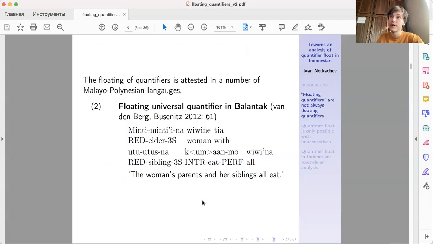The floating of quantifiers is attested not only in English or other Indo-European languages, but in Southeast Asian languages too, and in Malayo-Polynesian languages as well. For instance, you can find it in Balantak. In 2, you can see that two coordinate noun phrases are separated from the universal quantifier by the main clause predicate. So the woman's parents and her siblings are separated from the universal quantifier all by the main verb eat.